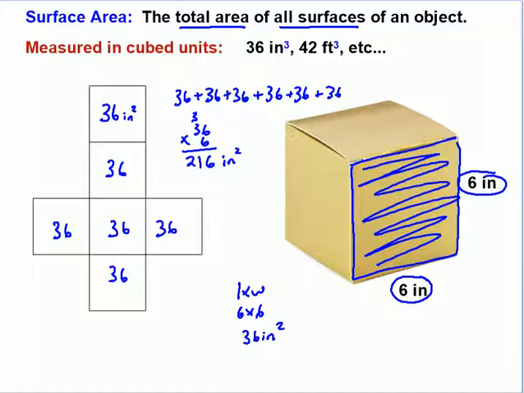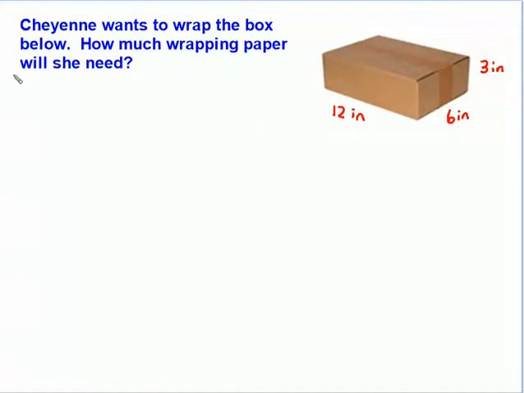And what we find then is that the entire surface area of this whole cube, all sides together, is 216 inches squared. Now let's take a look at another problem. This time we don't have a cube, we have a rectangular prism. Cheyenne wants to wrap the box below. How much wrapping paper will she need? So she wants to wrap this in wrapping paper. Maybe she's giving it to her mom or dad or her boyfriend for a present. She wants to know how much wrapping paper she's going to need.